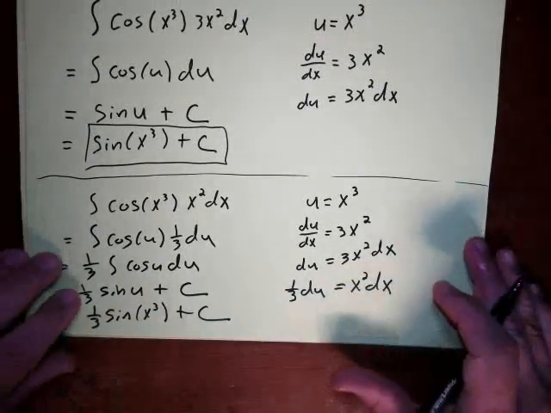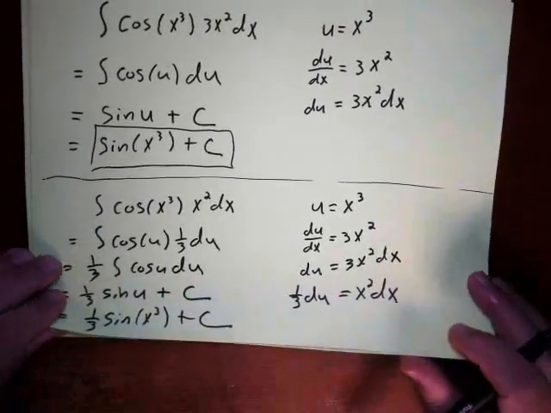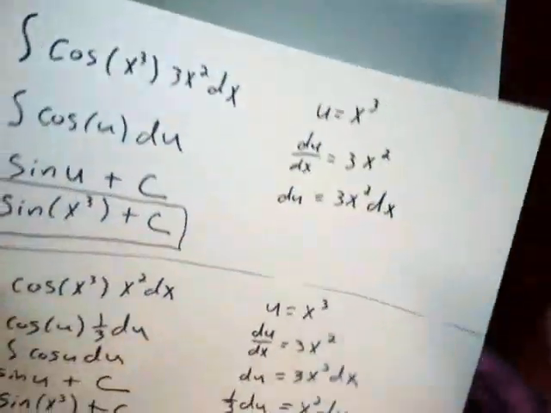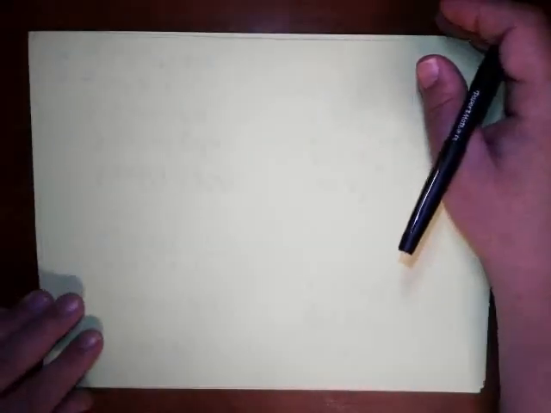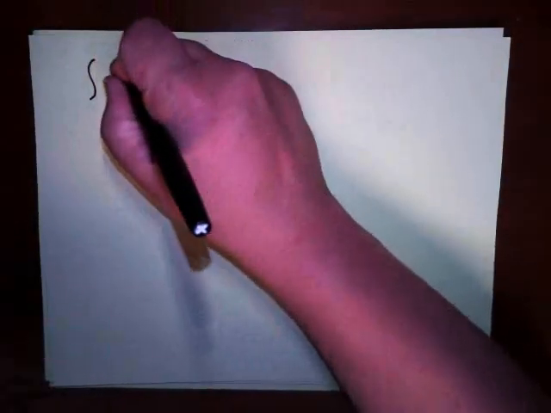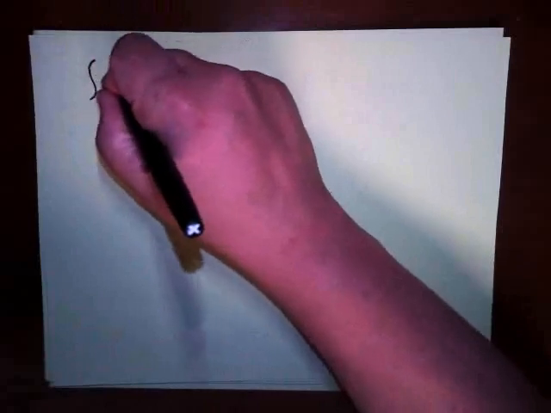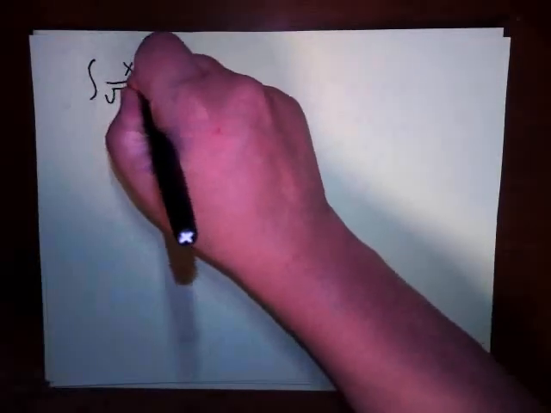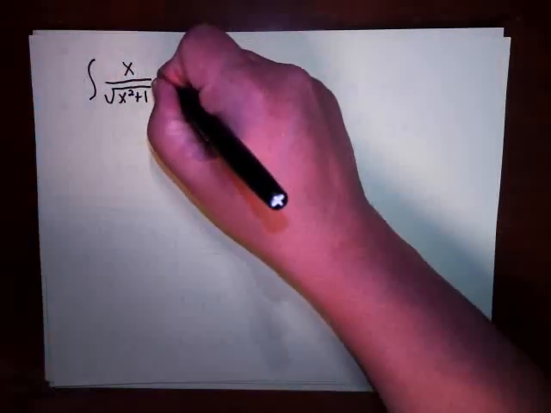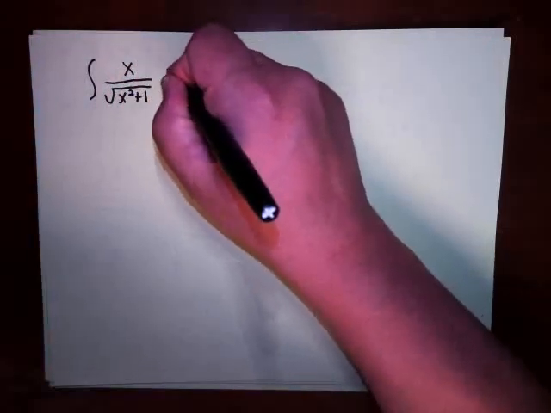Okay? This works very, very well. I love this method. It's like my favorite. So let me do one more, and then in the next video we'll do a bunch more examples of this. So what I'm going to do is this one. Let's say I have x over the square root of x squared plus 1 dx.